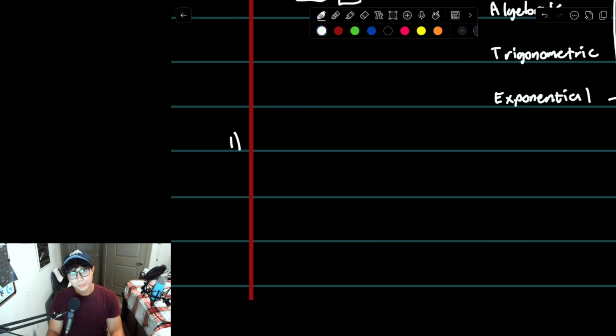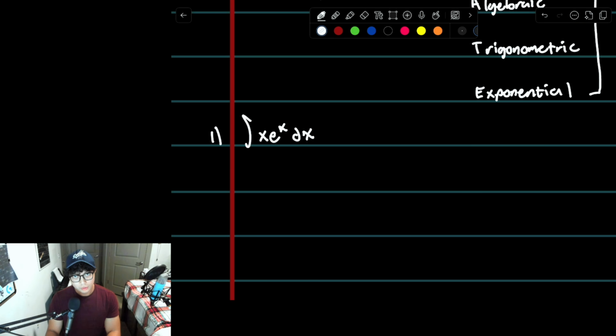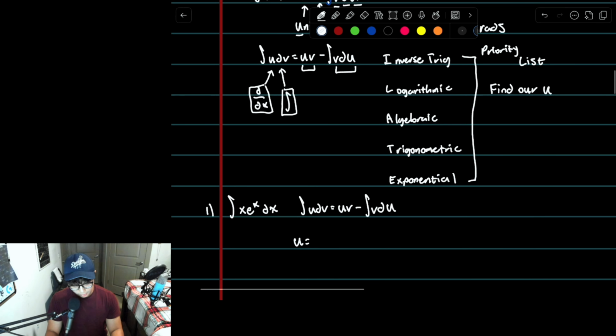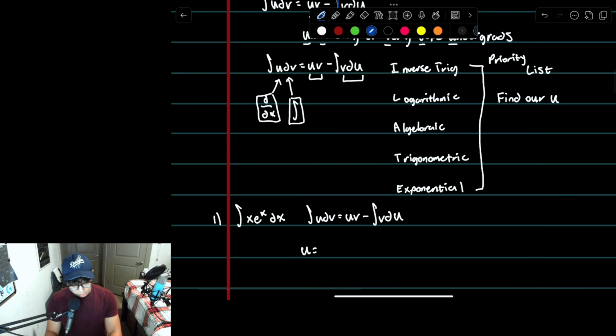Now our first problem won't be too hard. We'll just do the integral of x times e to the x dx. And a good habit to form is to always write down the formula you are about to use, which in this case is the integral of u dv equals uv minus the integral of v du. Now our initial step should be to find our u first, and in this case we will use our ILATE method.